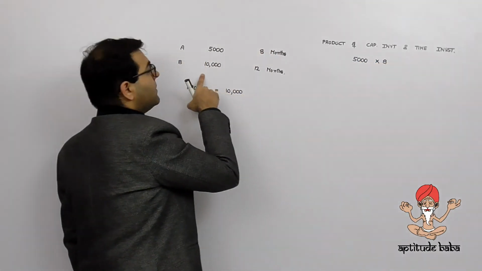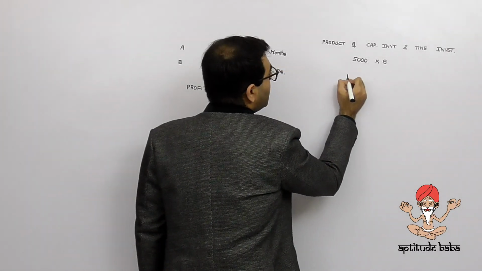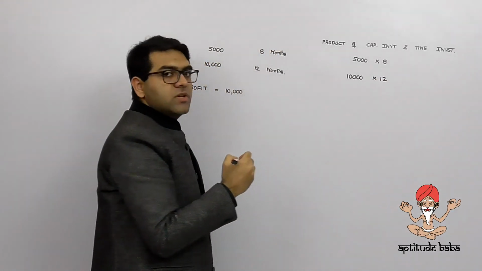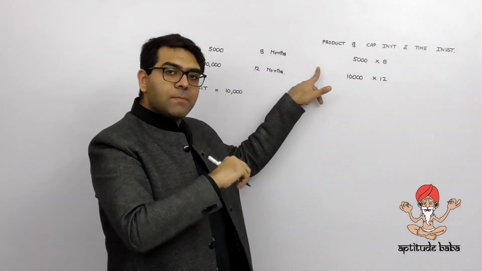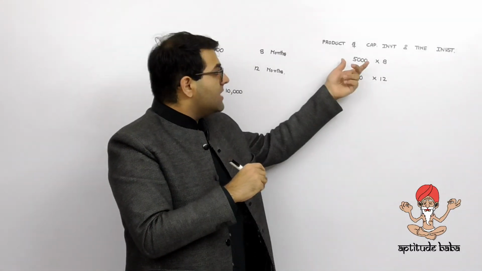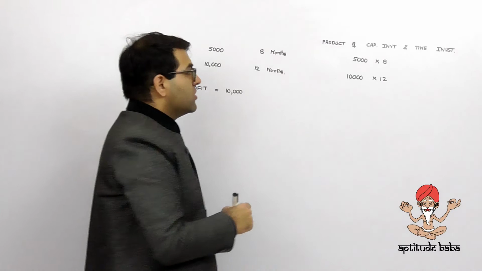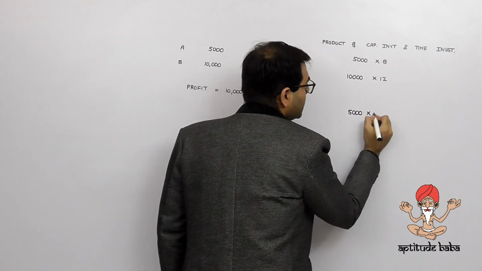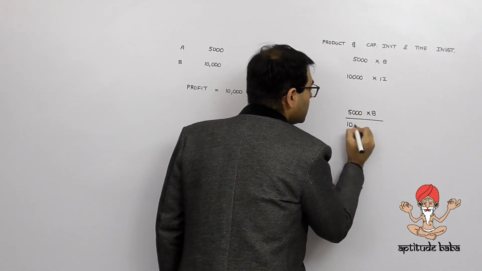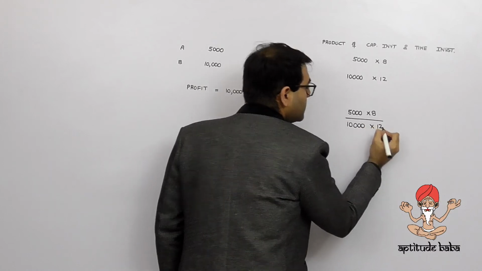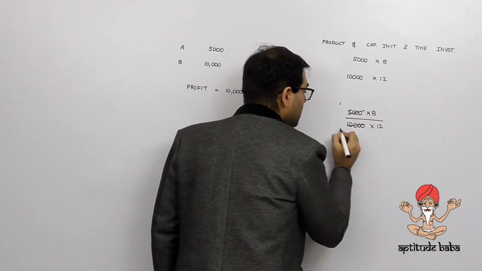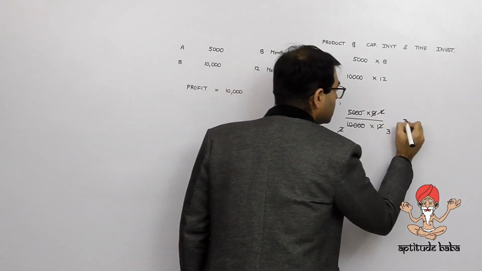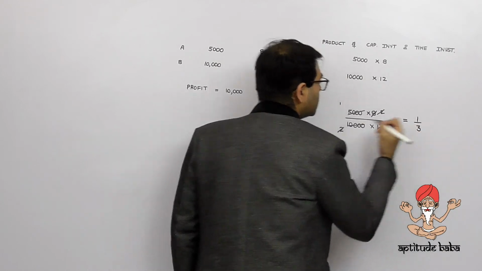What is the product of capital investment and time investment for partner B? That is going to be 10,000 into 12. So what I do here is that first of all I calculate the product of capital investment and time investment and then I take the ratio of these two products. Now what is the ratio of these two products going to be? Well, that is going to be 5,000 into 8 divided by 10,000 into 12. अब इसका कटिंग कर लेते हैं. This is 2 fours are 8 and this is 4 threes are 12. 2 से 2 कैंसिल होते हैं. So what I'm getting is 1/3.